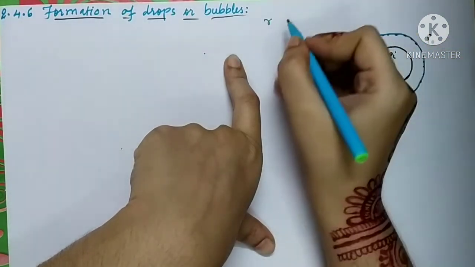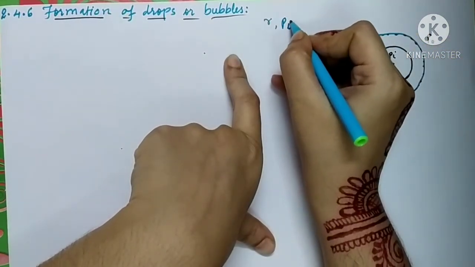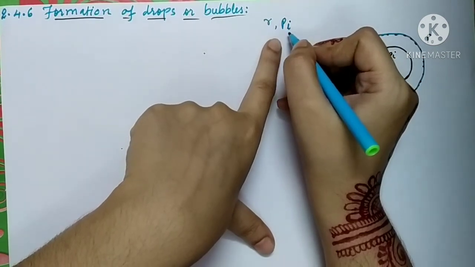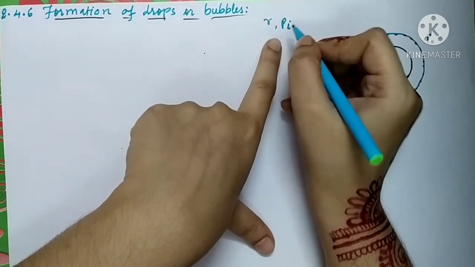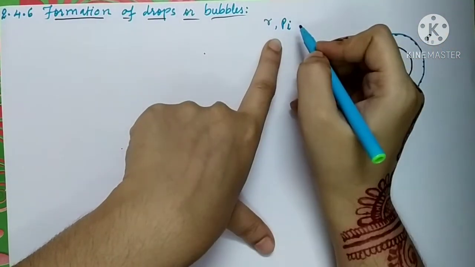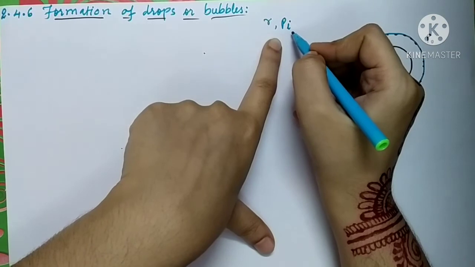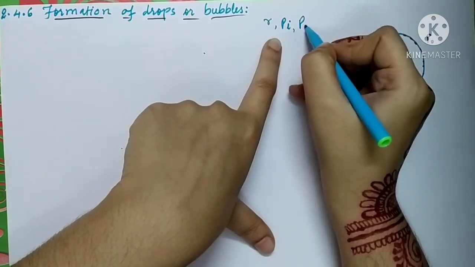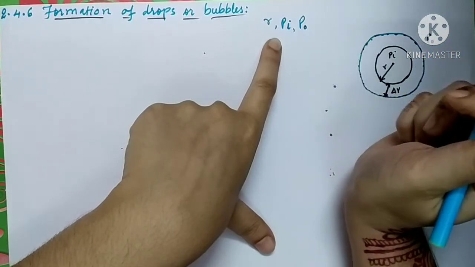Let Pi be the pressure inside a liquid drop. We all know that it is greater. That is why the drop is not collapsed by the atmospheric pressure, because Pi is greater than Po. Let Po be the atmospheric pressure.